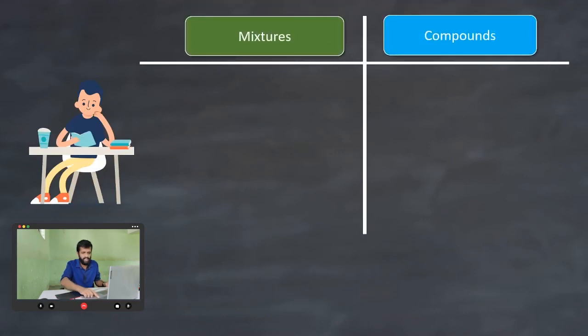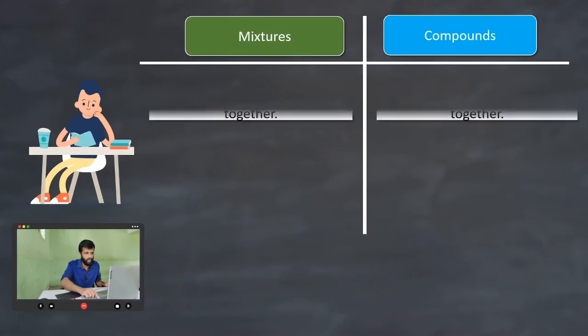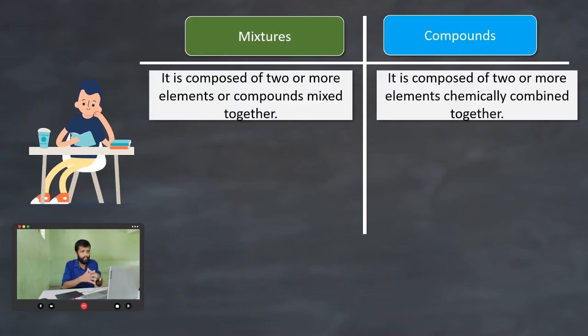Now, mixtures and compounds. So we studied about elements, and we are now looking at mixtures and compounds. So what are they? A mixture is composed of two or more elements or compounds mixed together. Already explained to you what a mixture is at the start. There we said it's two different substances. Here we are specifying what the substance is: either it is an element or it is a compound. A compound is composed of two or more elements chemically combined together. It is not just present with each other, but combining and bonding with each other. That is called a compound.